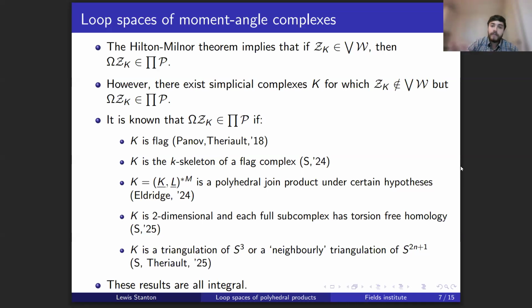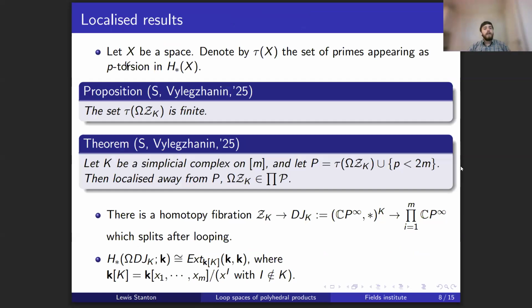And the other thing to note in the context of Anick's conjecture is that all of these results are integral results. And what we want to do today is to see how much further we can push this if we're willing to localize away from some primes. So to do this, I'll just set up a tiny bit more notation. If we have a space X, then we'll denote by tau of X the set of primes which appear as p-torsion within the homology of X.